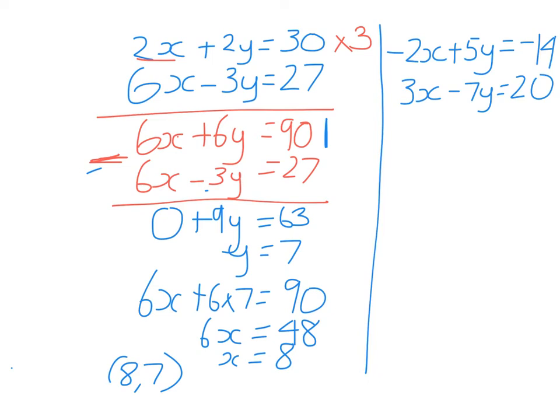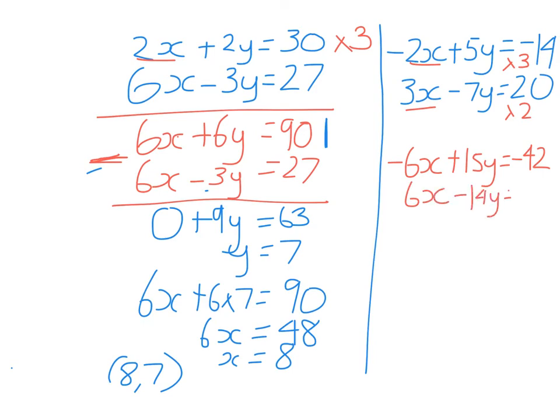So I am going to get it so the x's have the same number in front. If I times this by 3 and this by 2, they'll both have a 6 in front. So I'm timesing it by the coefficient of x in the other equation. So I'm going to times the first equation by 3 and the second by 2. So let's first times the first equation by 3. So minus 2x times 3 plus 5y times 3 and negative 14 times 3. Now I'll times the second equation by 2. 3x times 2 minus 7y times 2, 20 times 2.